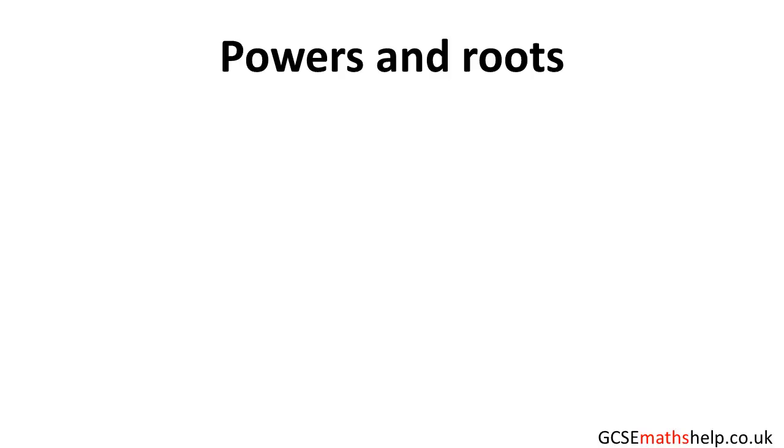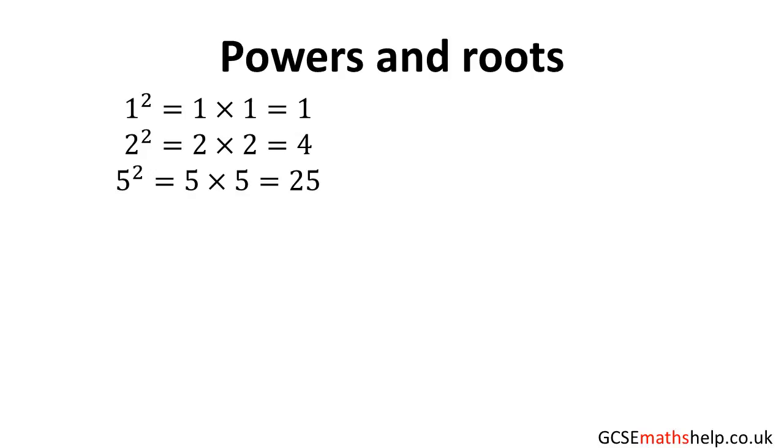Now let's take a look at powers and roots. So 1 squared literally means 1 times by itself, so we get 1 times 1 is 1. 2 squared means 2 times by itself, so we get 2 times 2 is 4. 5 squared means 5 times by itself, so we get 25. 8 squared means 8 times 8, so we get 64.